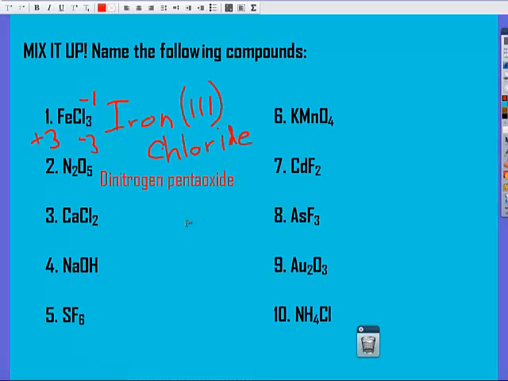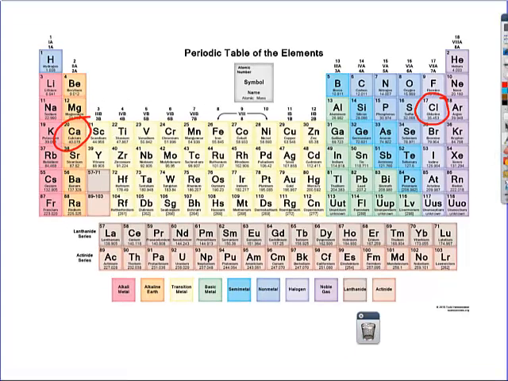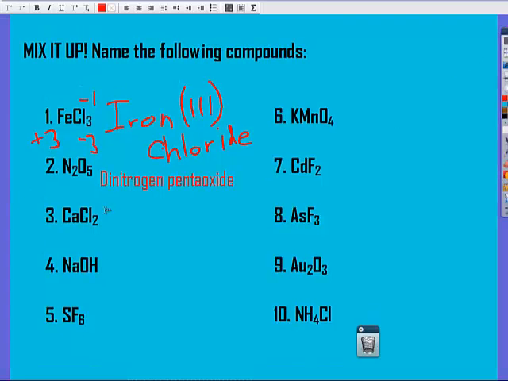So for the name of this one, you just name it. I know the charge of calcium because remember we talked about it. The charge of calcium is +2 and it'll always be +2. So I don't need to put Roman numerals. So my name here will be calcium. There it is. And then change the ending again. Chloride. Got to change that ending. Chloride.